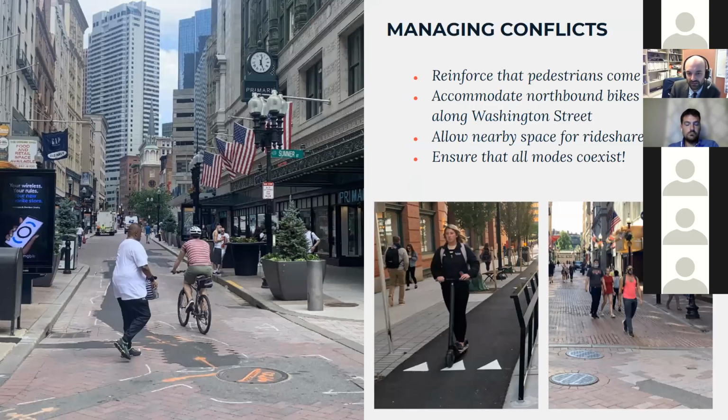But I think, as I highlighted earlier on, walking and pedestrians really are the top of the pyramid for us here and the first priority in this district. And we really want to reinforce that pedestrians come first. And so, while that means that we want to accommodate bikes, we need to, of course, accommodate loading. We want to allow nearby space for rideshare services like Uber and Lyft, at the periphery of the district. But the really important thing is just making sure, again, that pedestrians feel comfortable and safe, and that all these modes are coexisting. So we have a lot of work to do.